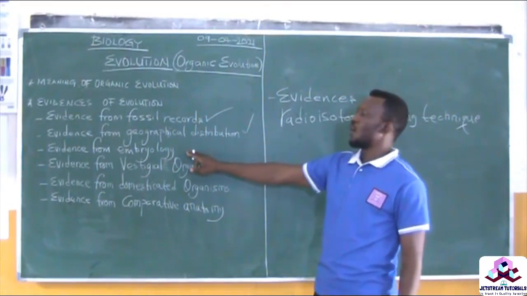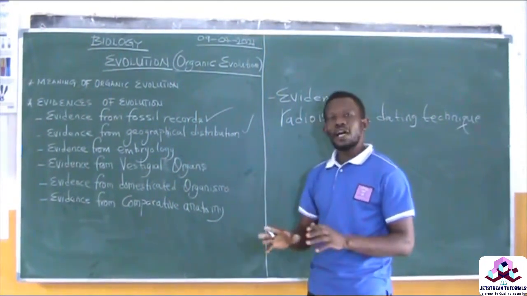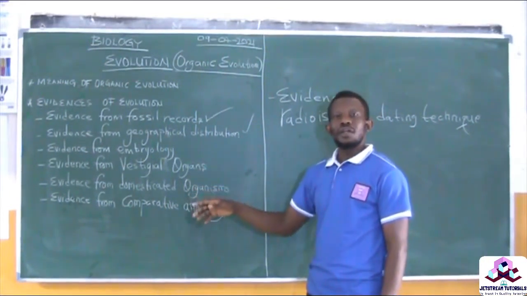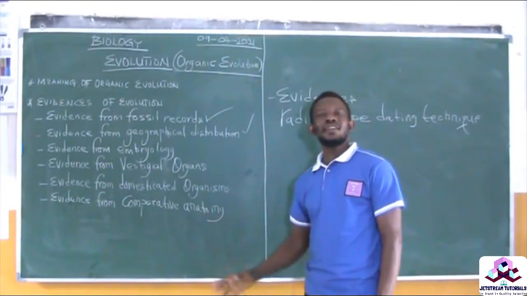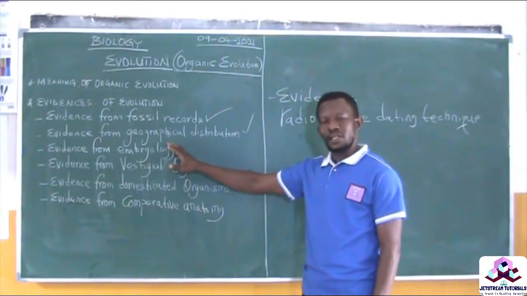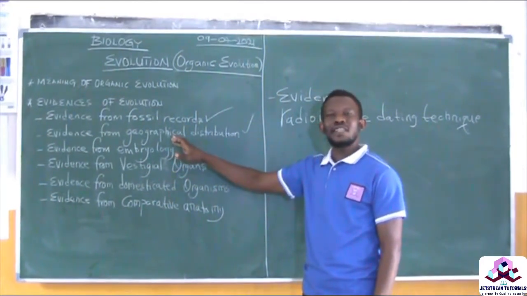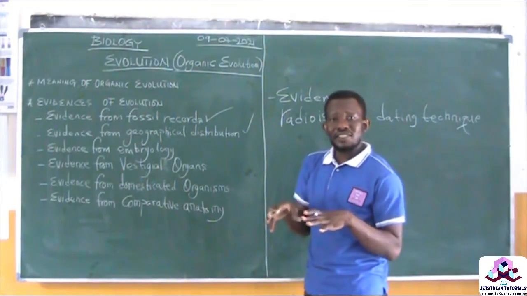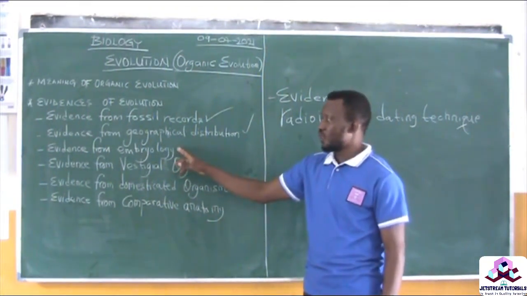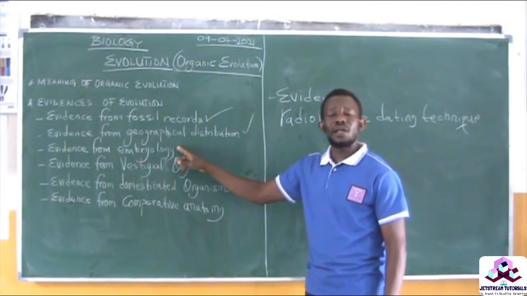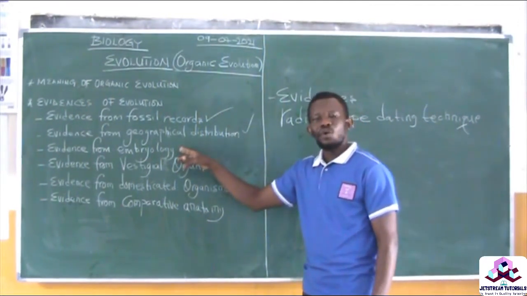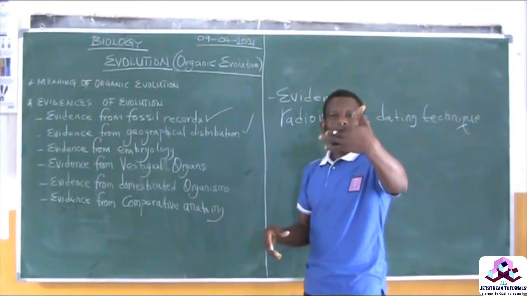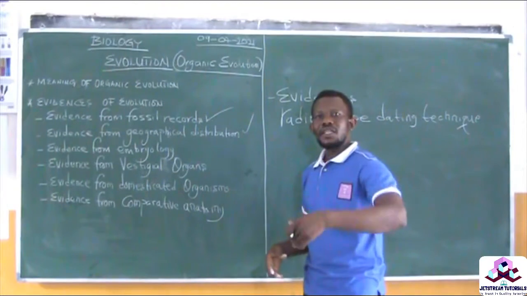Then the third one, evidence from embryology. This has to do with how living things look at the embryonic level. That is the next level after fertilization. When an egg and sperm fuse, the next thing is the embryonic level or stage. At this stage, for instance, in fish, chick, and human being.